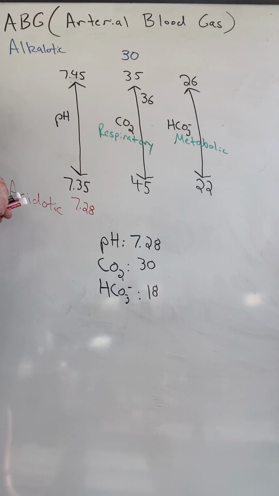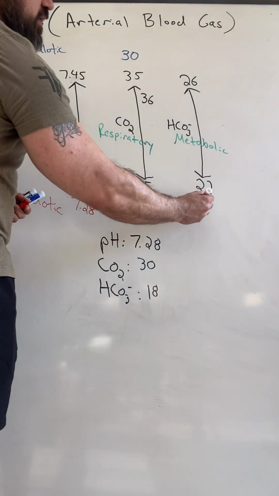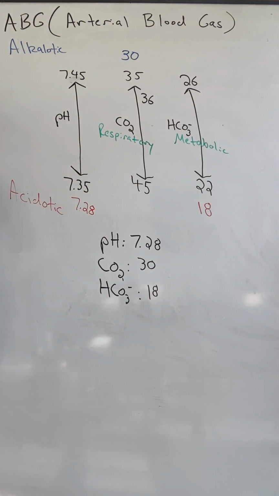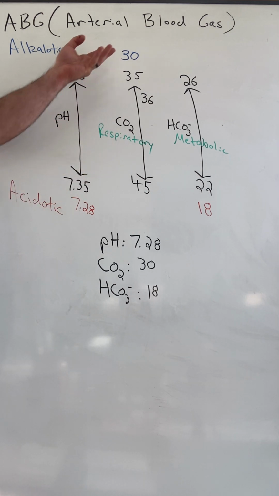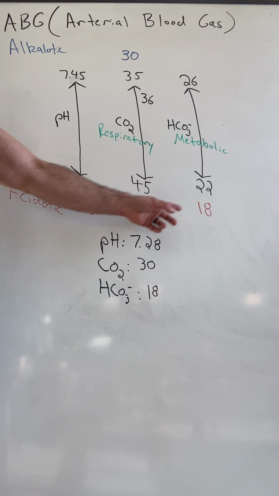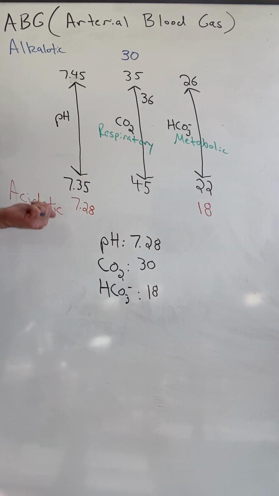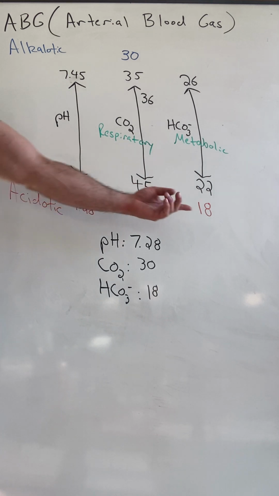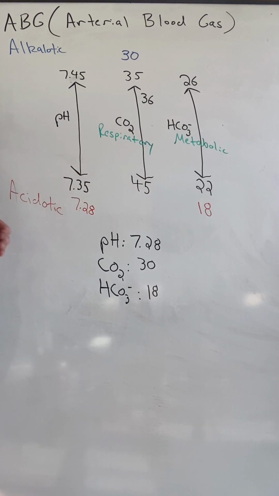And then what about our bicarb? Where our bicarb is less than 22, it's on our acidotic side. Okay, what's going on here? So we have acidosis. We ask ourselves, would a CO2 of 30 cause an acidosis? No, because this is on the alkalotic side. Would a bicarb of 18 cause an acidosis? Well, yes. A low bicarb, so low base, that's causing acidosis. So this is representing a metabolic acidosis.